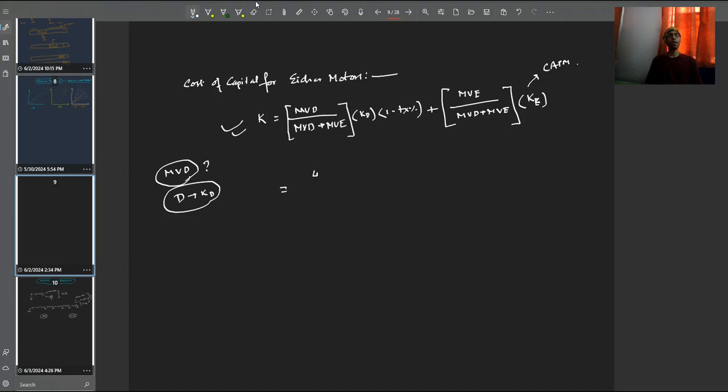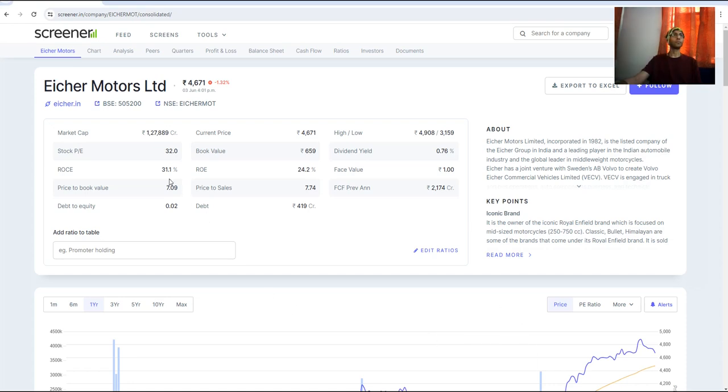This is 419 crore divided by 419 plus market value of equity. Market value of equity is nothing but the market capitalization. So let's see what is the market capitalization of Eicher Motors. It is 127,889 crore.